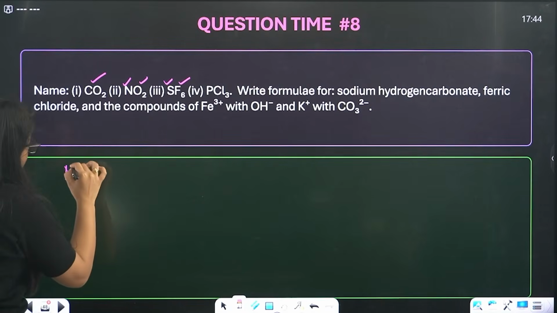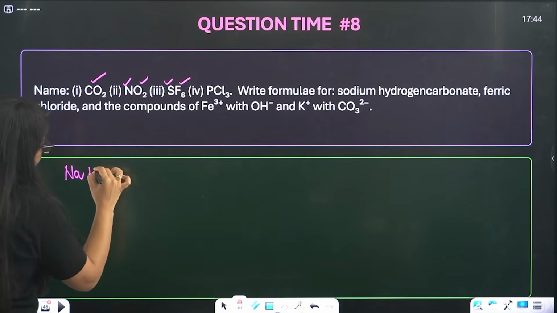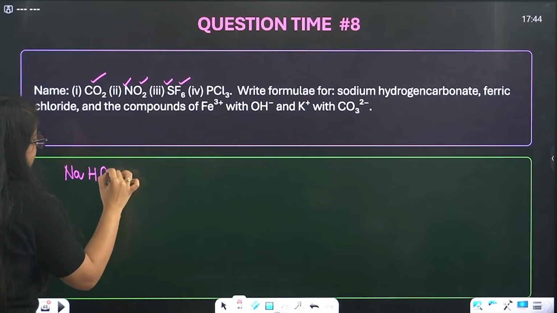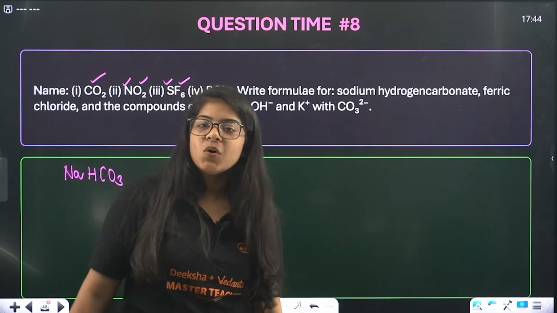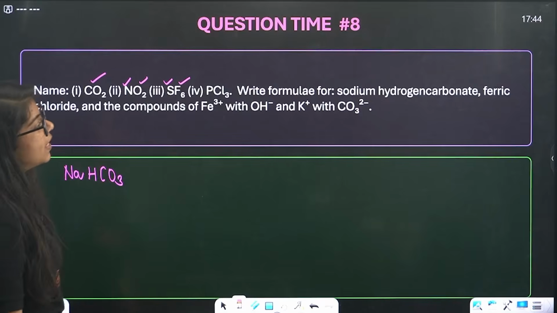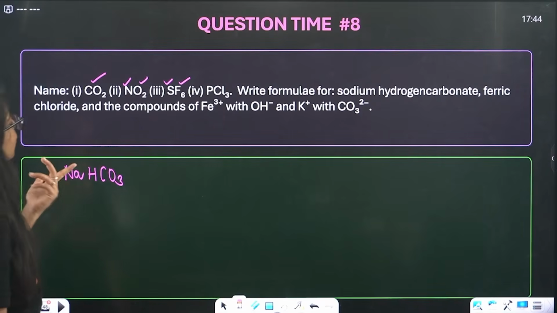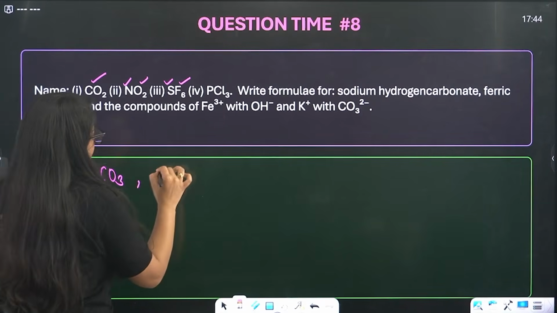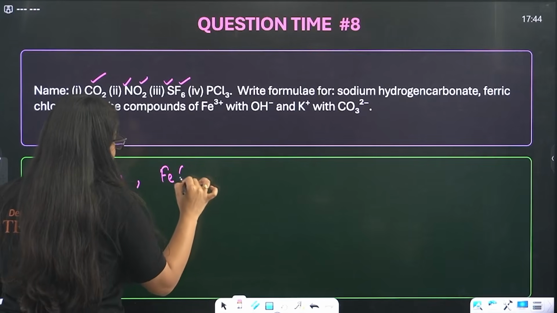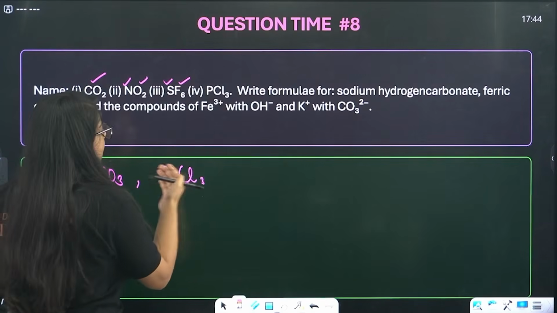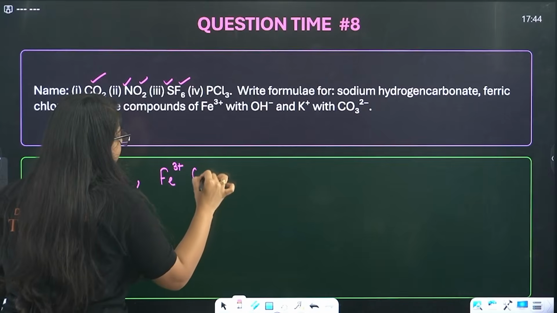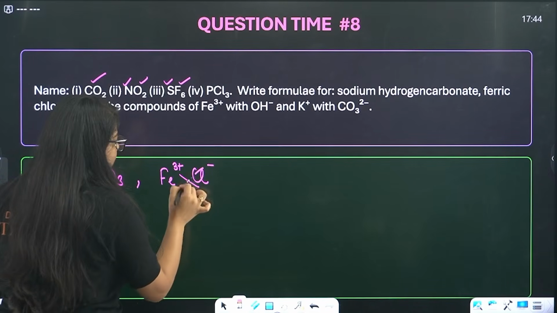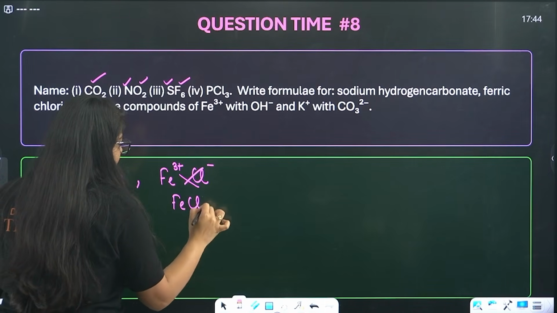Write the formula for sodium hydrogen carbonate. We have sodium, we have hydrogen, and carbonate is CO3. So NaHCO3 is the formula. Ferric chloride. We have ferric chloride. How do we write it? Ferric is Fe plus 3, right? Chlorine is Cl negative. Write them down in the feet. FeCl3.